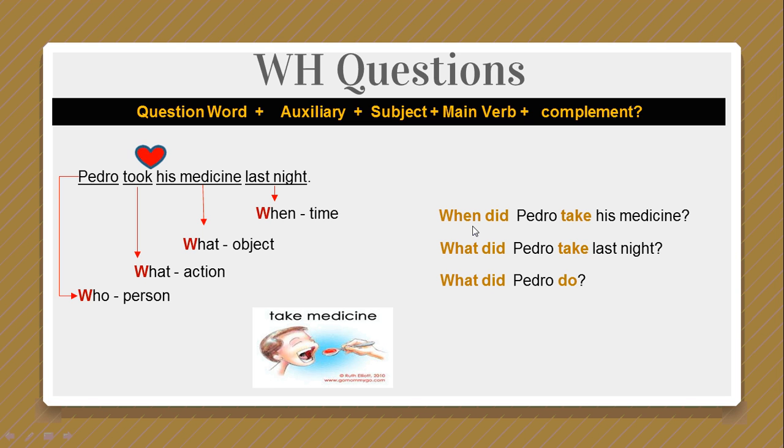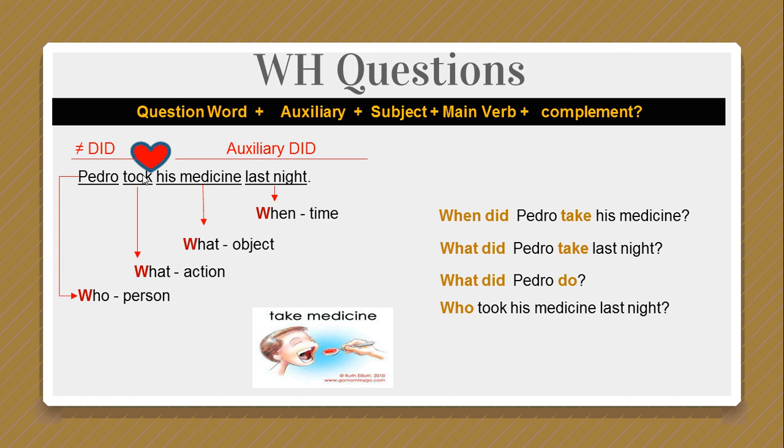Good. But what happens when we want to know the subject pronoun? Remember, it's before the verb. We do not need auxiliary verbs. We simply replace. Pedro can be replaced with who. Who took his medicine last night? Very simple. Who did it? Pedro.